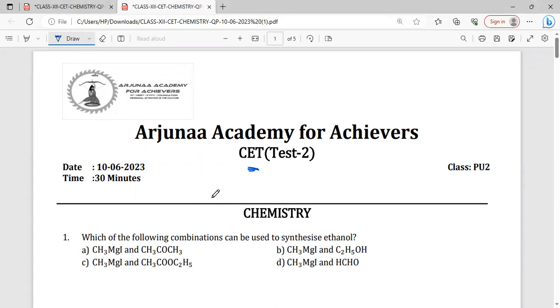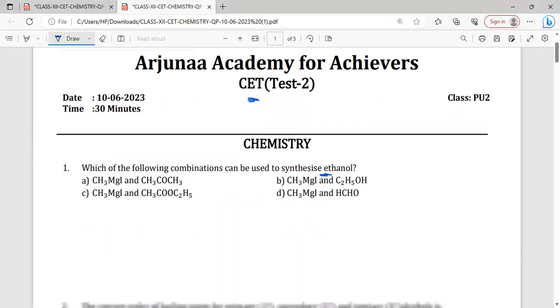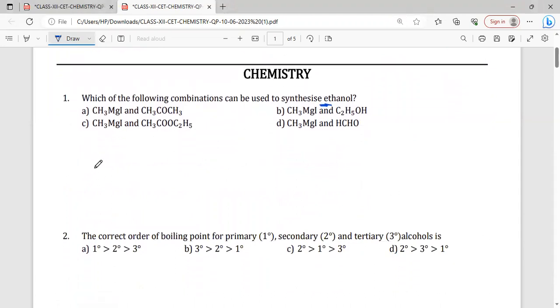The first question: which of the following combinations can be used to synthesize ethanol? So what kind of alcohol is ethanol? We know that ethanol is a primary alcohol, CH3CH2OH. The functional group OH is attached to a carbon which is in turn attached to only one carbon. So ethanol is a primary alcohol.